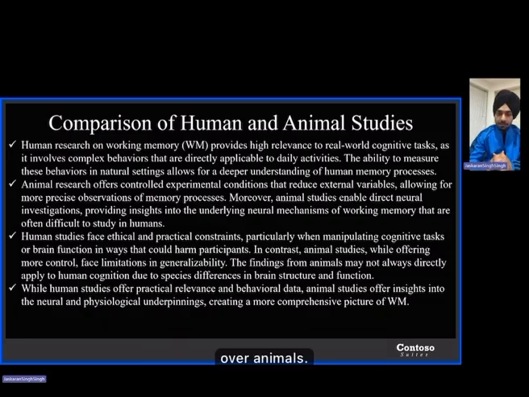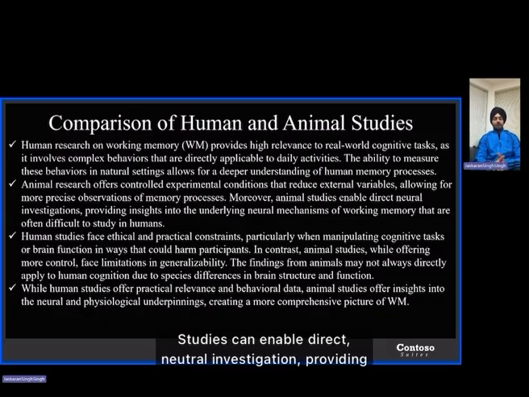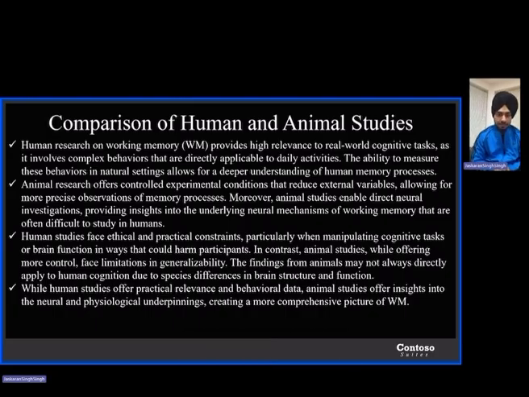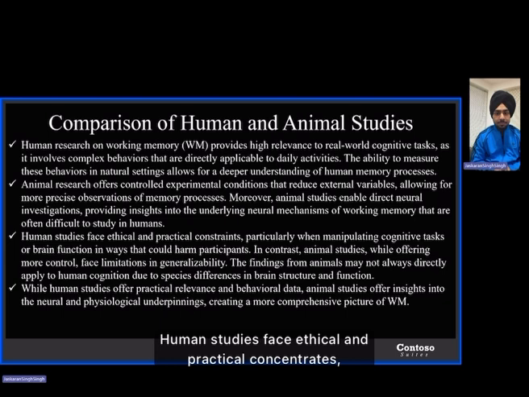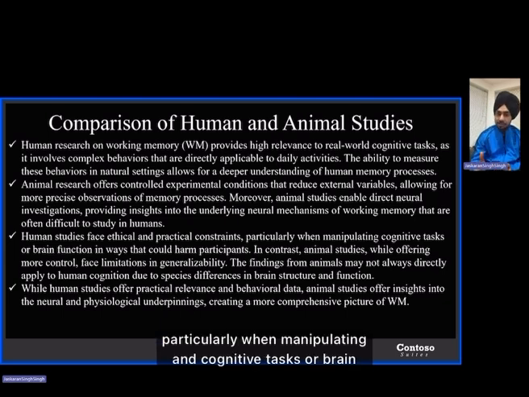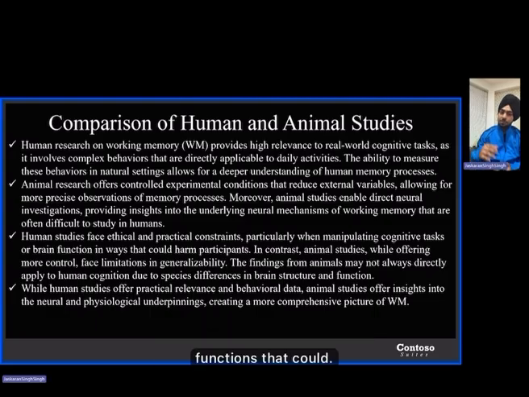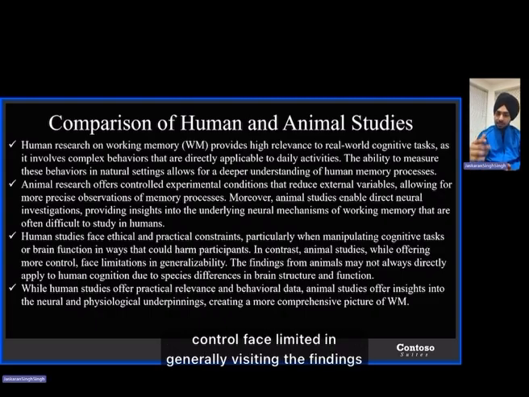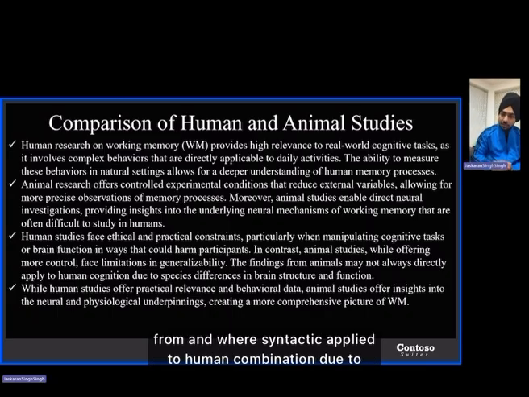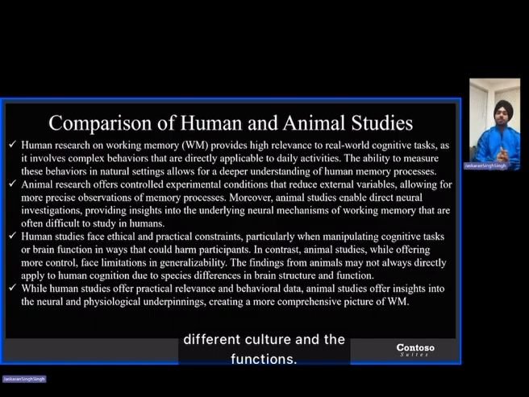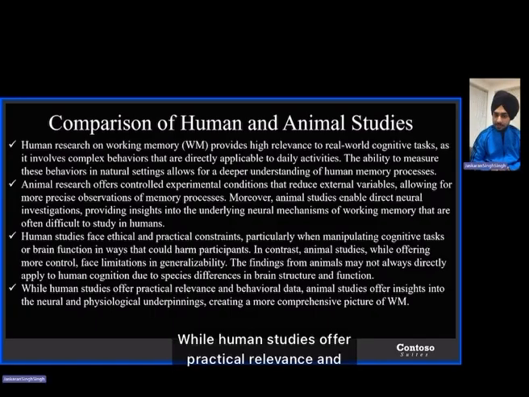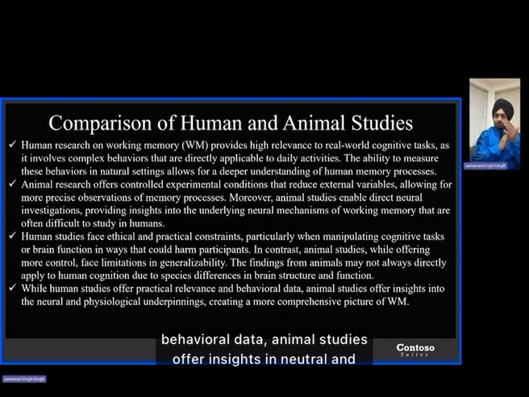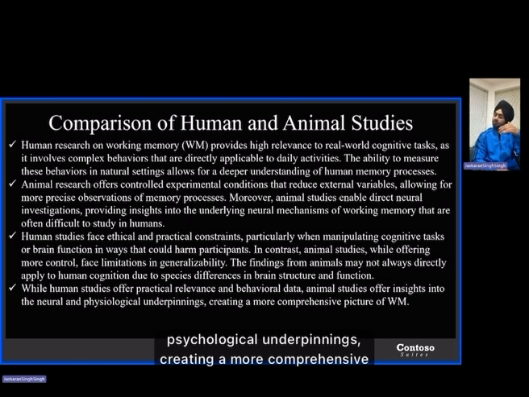Moreover, animal studies can enable direct neural investigation, providing insights into the underlying neural mechanisms. Human studies face ethical and practical constraints, particularly when manipulating cognitive tasks or brain functions that could harm human participants. In contrast, animal studies offer more control. The findings from animals cannot be directly applied to human cognition due to different cultures and functions. While human studies offer practical relevance and behavioral data, animal studies offer insights into neural and physiological underpinnings, creating a more comprehensive picture of working memory.